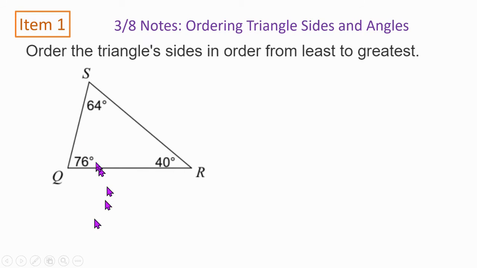All right, here we go. We want to order these from smallest to biggest, and that's what least to greatest means. So the first thing you're going to do is find the smallest angle. 40 degrees is the smallest. Therefore, the side opposite that is going to be the smallest side. So we're going to label this the smallest side. To label it, you pick 2 points, SQ, and usually put the line on top of it for a segment.